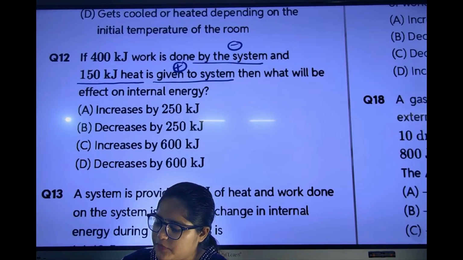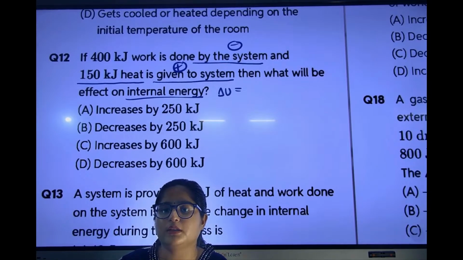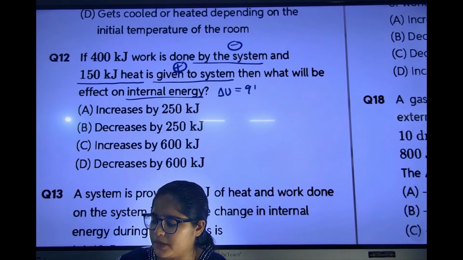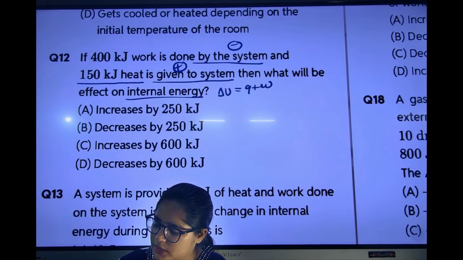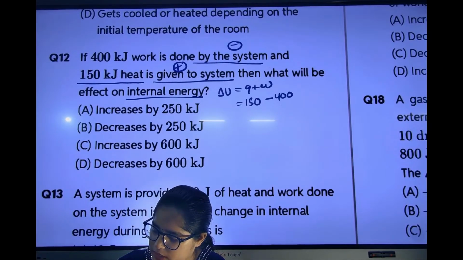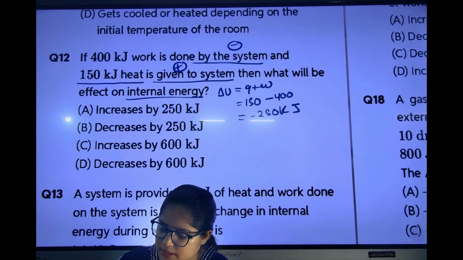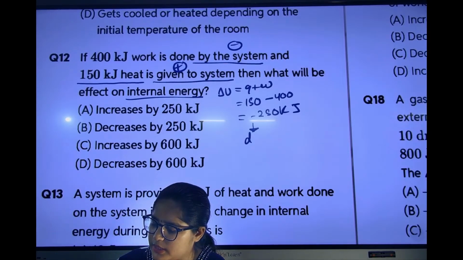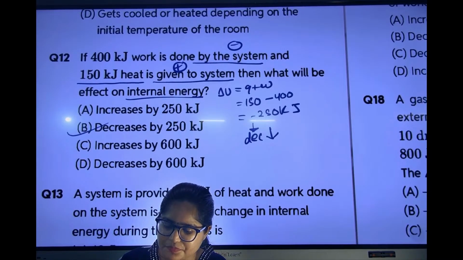Then what will be the effect on internal energy? So what is the formula for delta U? First law of thermodynamics: Q plus W. Q is heat given to the system, positive, so plus 150. Work done by the system, so minus 400, both in kilojoule. So we get minus 250 kilojoule. Minus means decrease, so internal energy is decreasing by 250 kilojoule. Option number B. Clear? Easy?